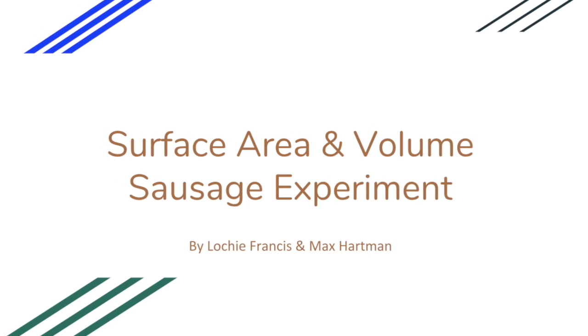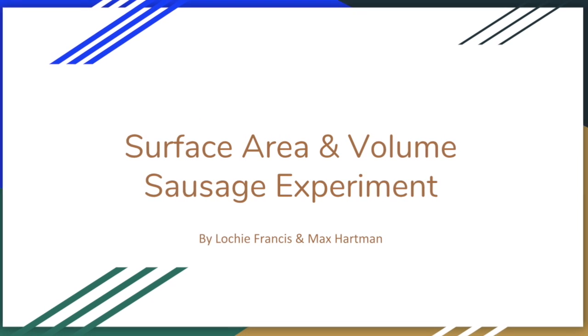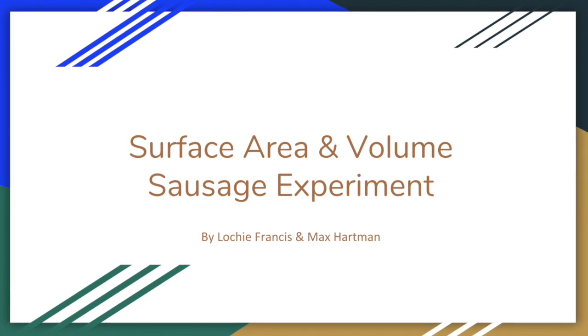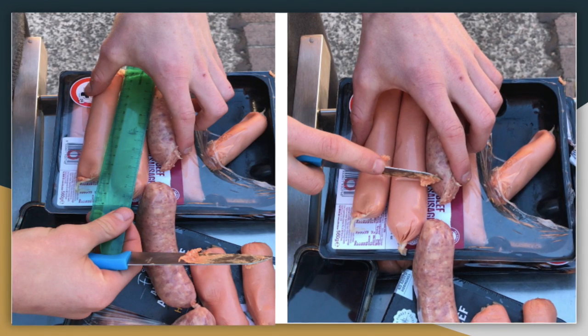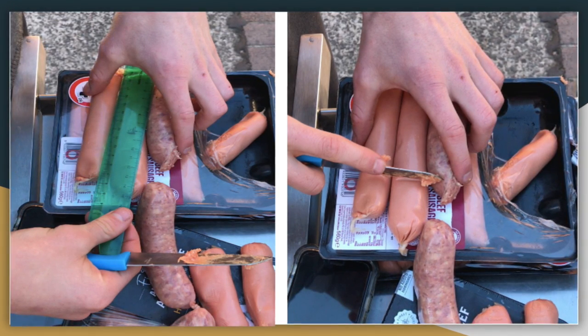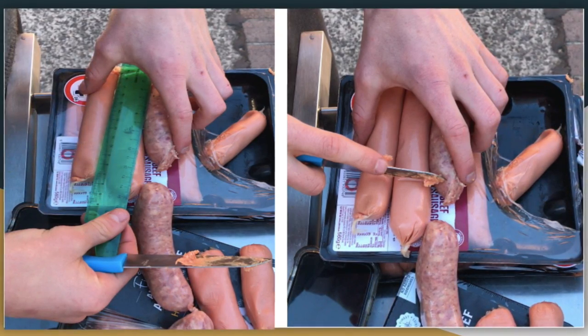In our experiment, we made a model of the diffusion which occurs throughout a cell by putting three sausages with the same length but different widths onto a barbecue left on high heat. After every minute, the sausages would turn 90 degrees so that they would be evenly cooked.